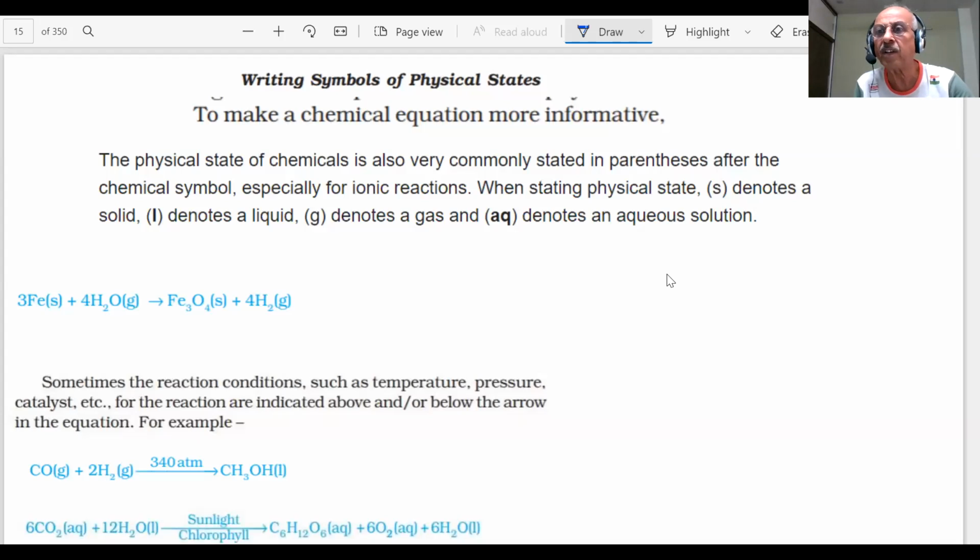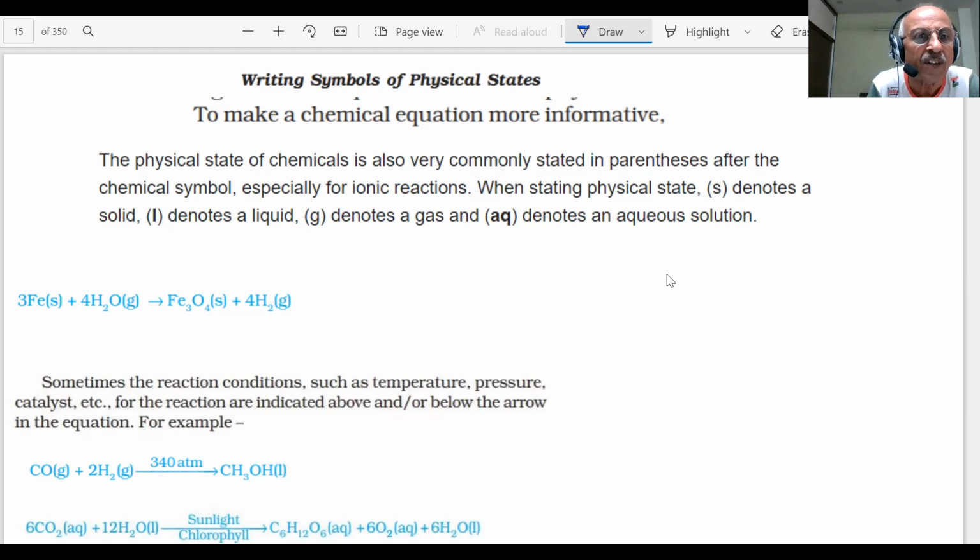Whenever a chemical equation is written, in order to make the equation more informative, it is necessary that we specify the physical states of the reactants and the products. As we have told you in our previous lectures, the chemical equation is written by using symbols and formulas. Then the chemical equation is balanced as per the law of conservation of mass. But this is not complete information. In order to get more information, we must be able to specify the physical states of the reactants and the products.